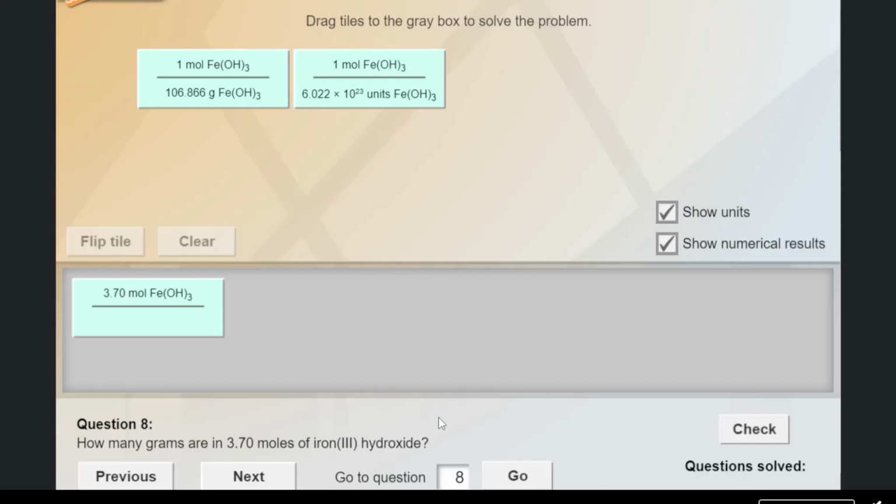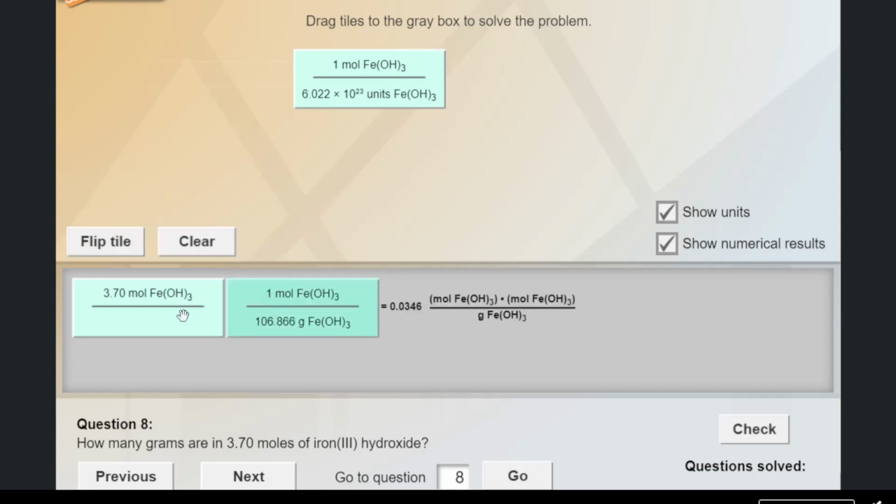So the first thing you do is you read the question. And in this question, it's asking for the number of grams in 3.70 moles of iron 3 hydroxide. This is a mole to mass problem, so we would use molar mass. And you have to actually calculate this molar mass. So we get the mass of 1 iron, 3 oxygens, and 3 hydrogens, and that'll give you 106.866 grams.